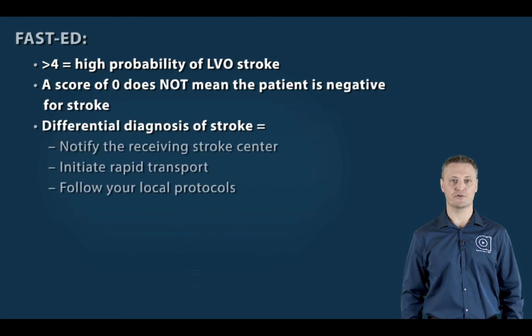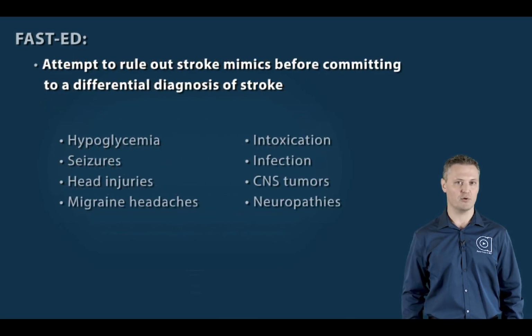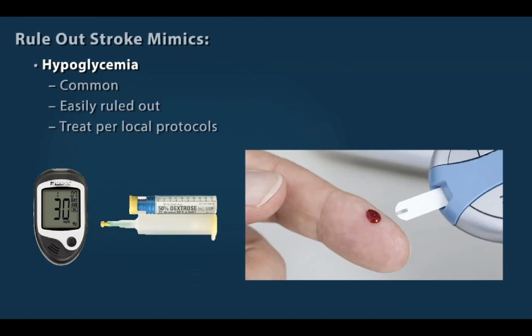However, it is important to understand any time you have a differential diagnosis of stroke, even with a FAST-ED score of 0, a stroke alert should be provided to the receiving stroke center and rapid emergency transport initiated in accordance with local protocols. But before committing to a field impression of stroke, EMS providers should attempt to establish a differential diagnosis of stroke by attempting to rule out obvious stroke mimics. Stroke mimics are other acute or chronic disorders that cause central nervous system dysfunction, resulting in signs and symptoms that can look like a stroke.